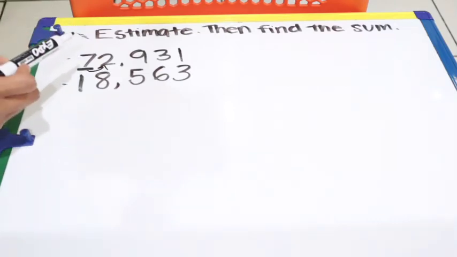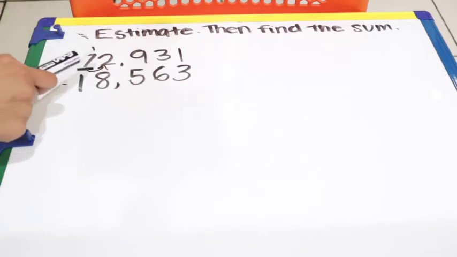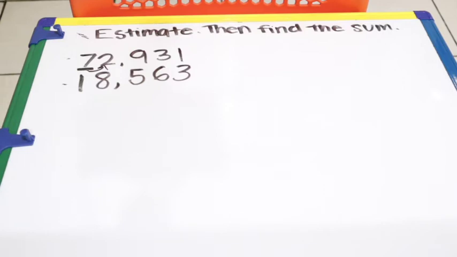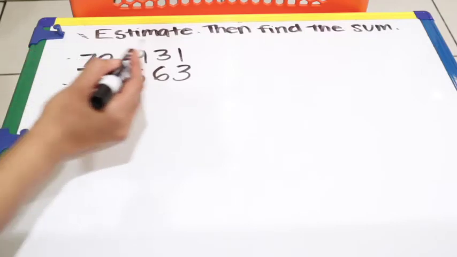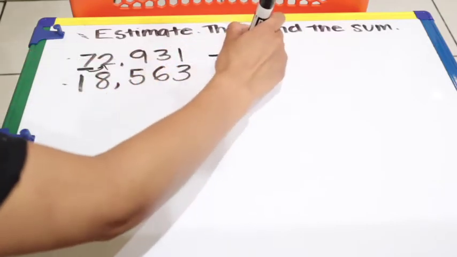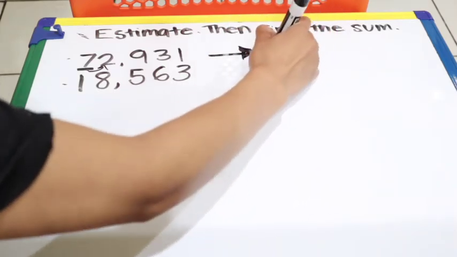Well, if you watched lesson 1.4, you would know that if the neighboring digit is a 1, 2, 3, or 4, you would stay. If this number were a 5, 6, 7, 8, or 9, you would go up. So in this case, it's a 2. So my 7 is going to stay, meaning my estimated number is 70,000.